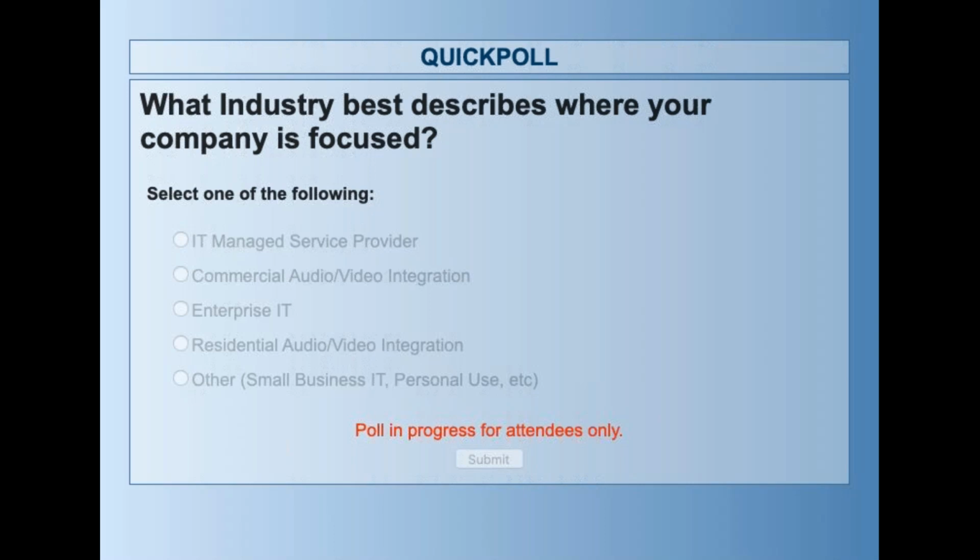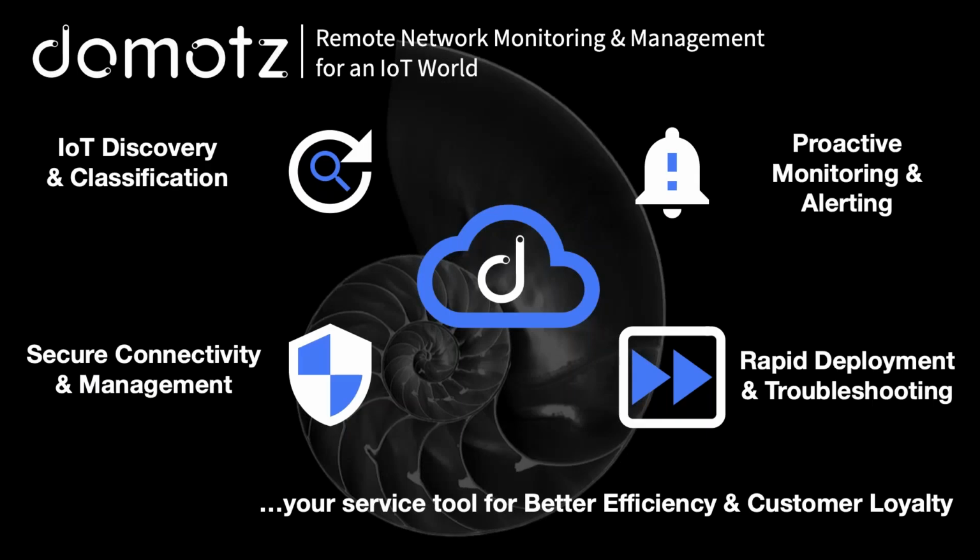There are a couple of things that we're going to talk about on how we do that. One, through discovery and classification of devices on the network. We'll talk about how we do monitoring and alerting of these systems. And then we'll even talk about how we do the management, right? The secure connectivity of these systems. And I think fundamentally what you'll find is that, especially if you have not tried it yet, Domotz is going to be a very easy tool to deploy, as well as use for troubleshooting.